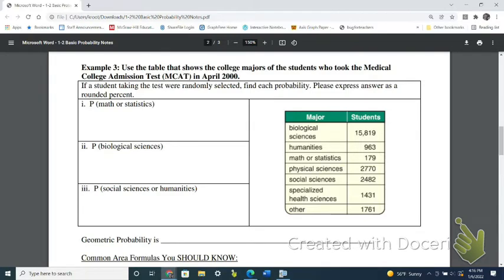So what is the probability that they majored in math or statistics? So I come over here and I look for the one that said math or statistics. So that is 179 out of my total that took it. The total we have to find by adding those up. And your total is 25,405.